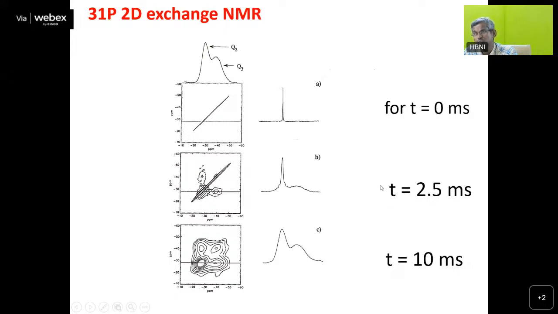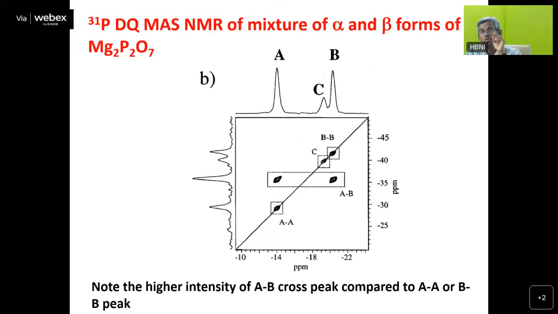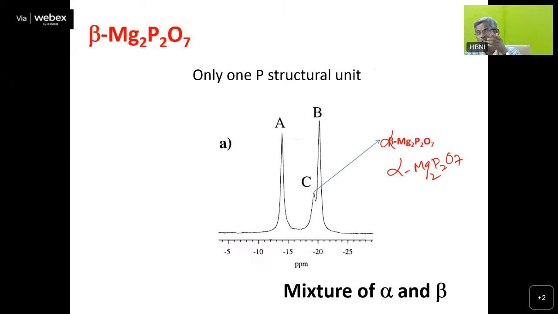The moment you start applying the 180-degree pulse, you start generating mixing times, and as the mixing time increases, you can very clearly see the magnetization exchange taking place between the Q2 and Q3 groups. Q2 and Q3 are the two phosphorus structural units, for the time being. 2D exchange can also give the same information, but double quantum is clearer and more advanced, because with the help of phase cycling we can remove unnecessary noise and get a good spectrum.